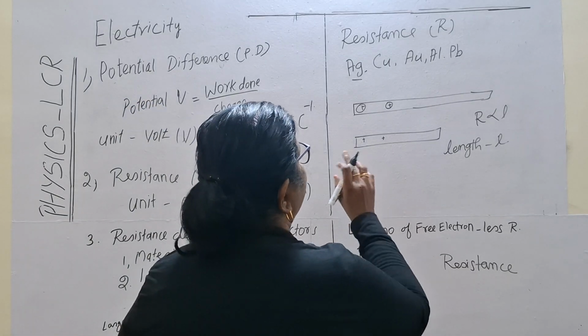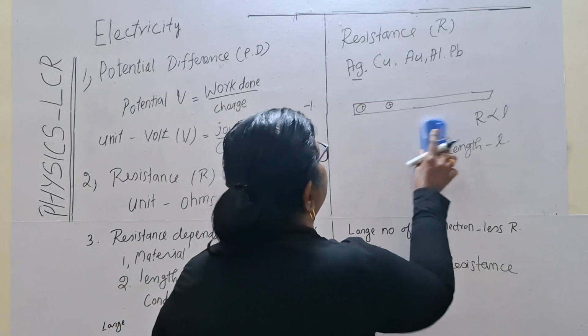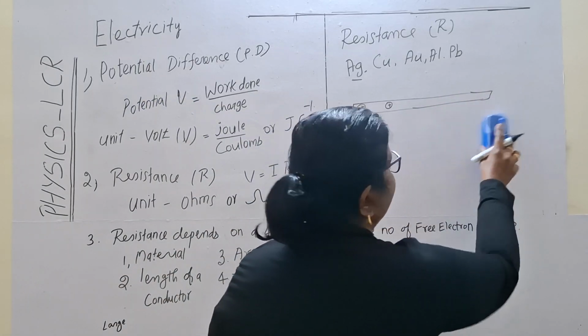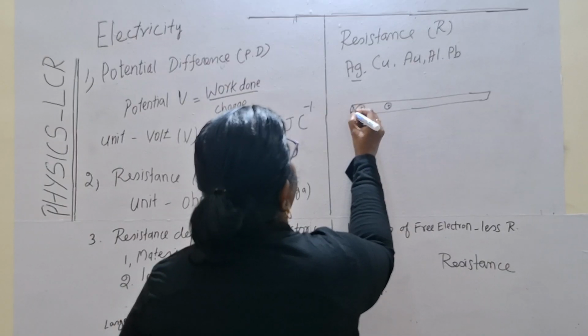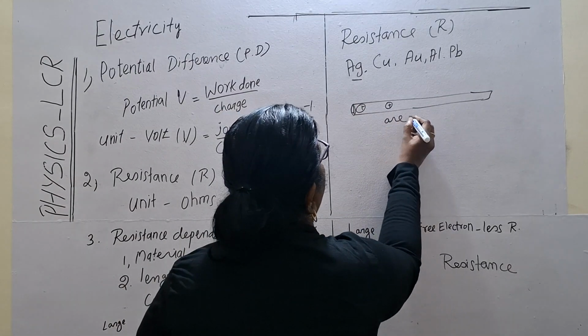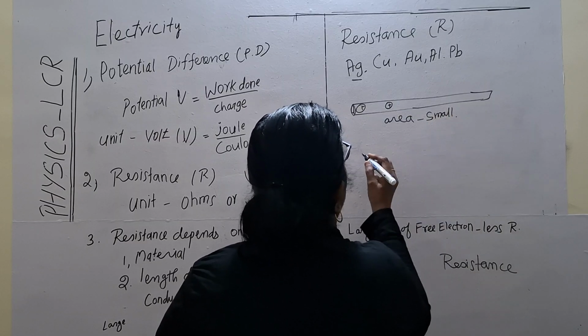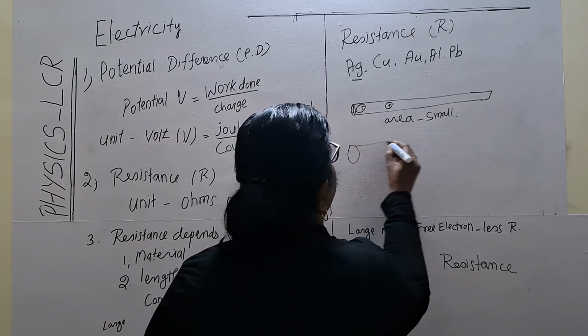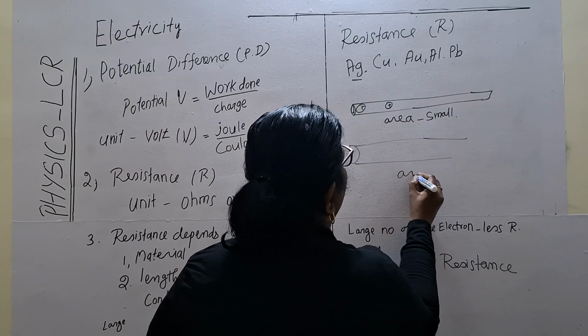Next one is the area of the conductor. The area of the conductor is inversely proportional. The cross section is less. Here I am mentioning the area is small. It is a thin wire, and a thick wire. Here what has happened? Here the area is more.